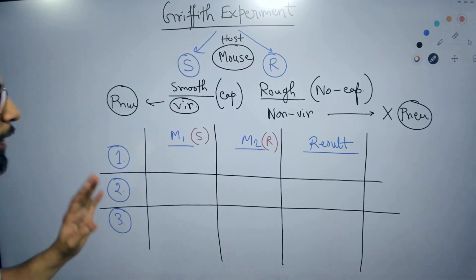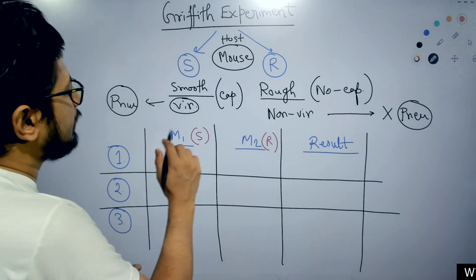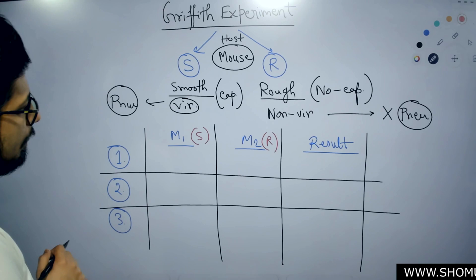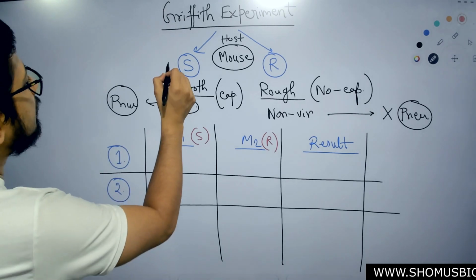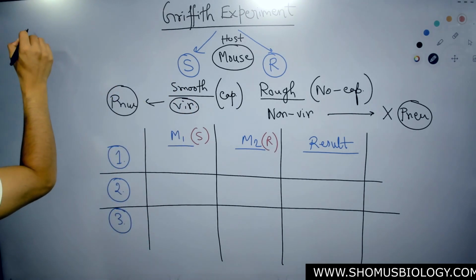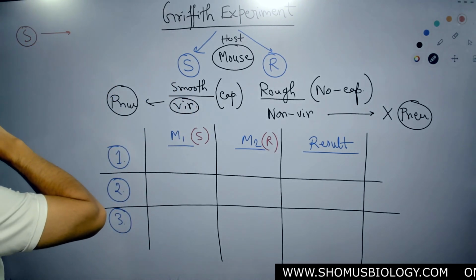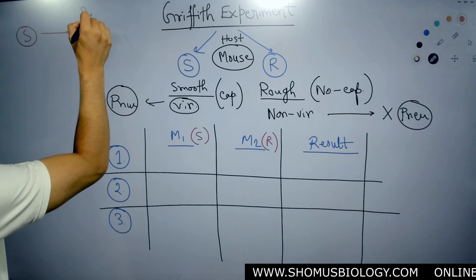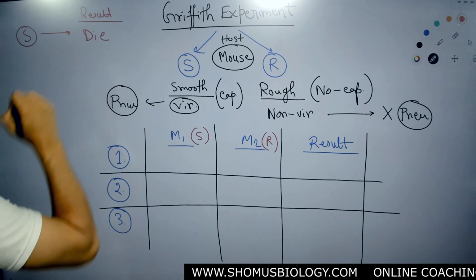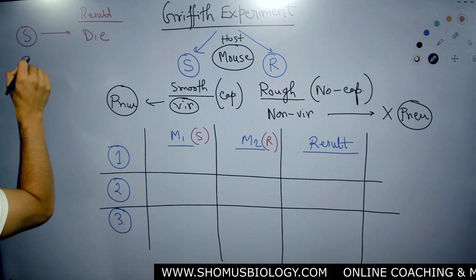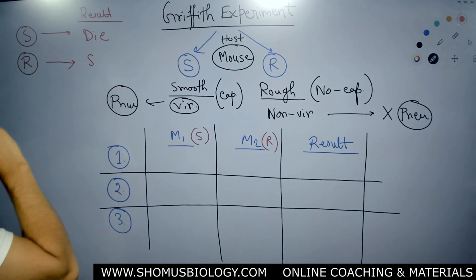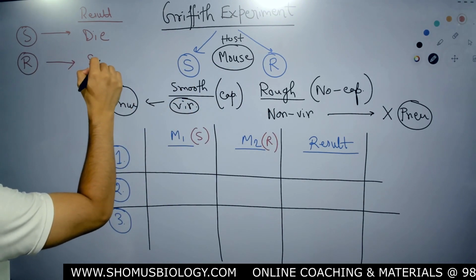So what we need to do is basically we inject individual samples. So in the very first example, we know that if we inject S directly, the bacteria, what will be the result here? Die. If we inject R kind of bacteria, then the mice will survive.